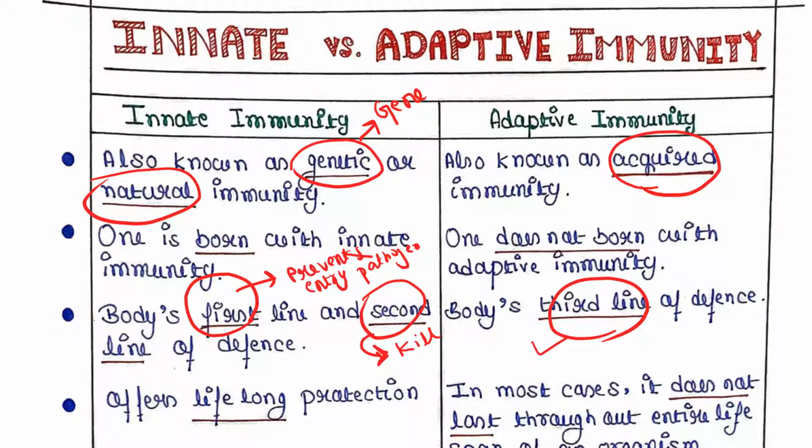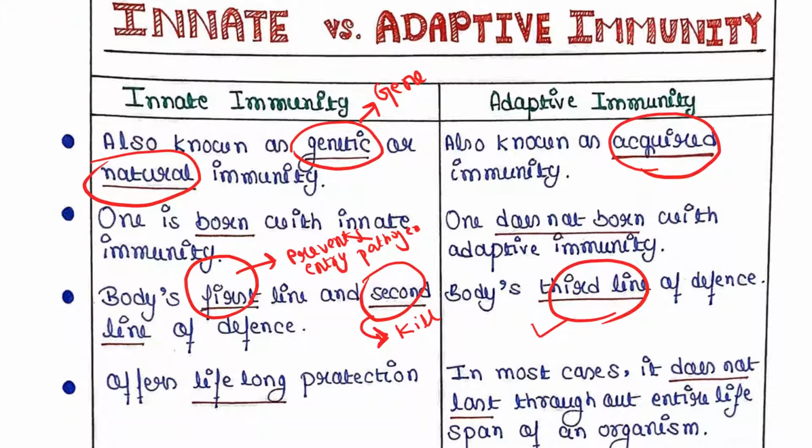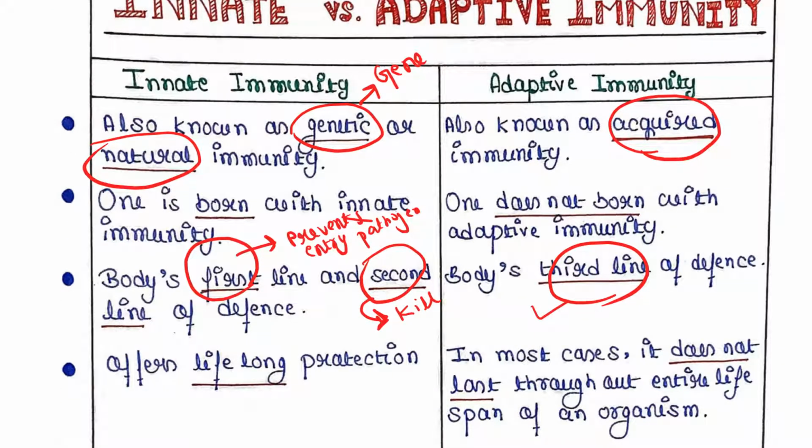Innate immunity offers lifelong protection. So it protects us throughout life. Adaptive immunity, in most cases, does not last throughout the entire lifespan of an organism. In some cases it lasts throughout our entire lifespan, but in most cases it does not.